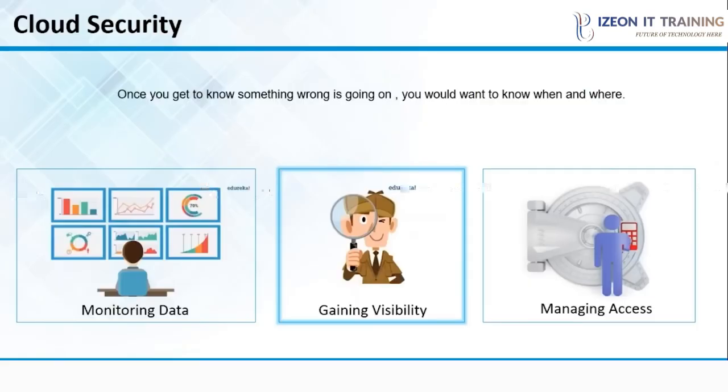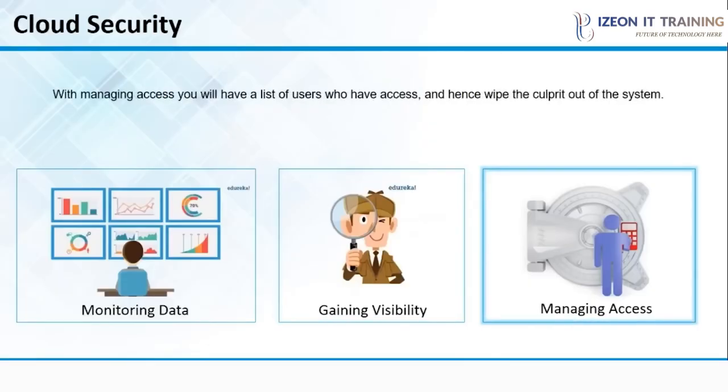So that is done using the gaining visibility stage. And once we have established, okay, so this is the problem, then comes stage 3, which is managing access. What this will do is give you a list of users. In case we are tracking the who, it'll give you a list of users who have access, and we will pinpoint the user who did that, right? And that user can be wiped out of the system using the managing access stage, right? So these are the stages which are involved in cloud security.